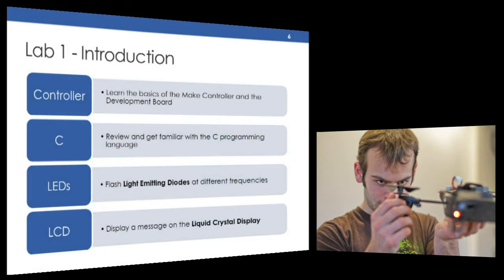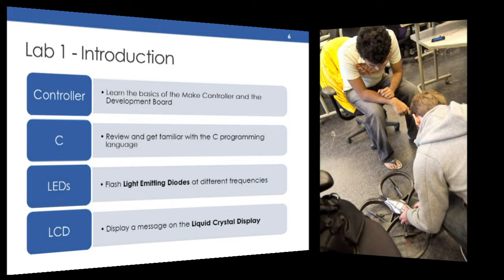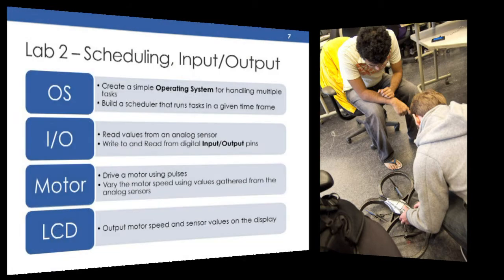The first project was an introductory type project, in which we basically looked at the Make controller as well as the C programming language. And once familiar with it, we flashed some LEDs on the controller at different frequencies, and we displayed some text to the LCD screen. The next lab, which, also all these labs are built upon each other, so whatever we implement in the previous, we build upon in the next.